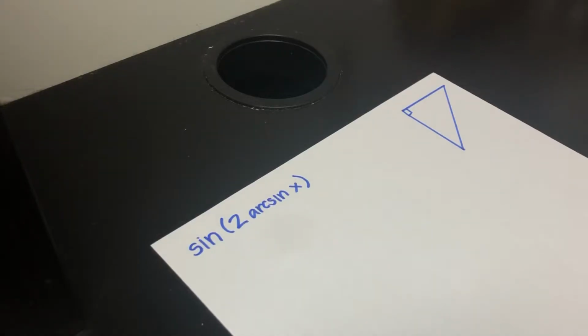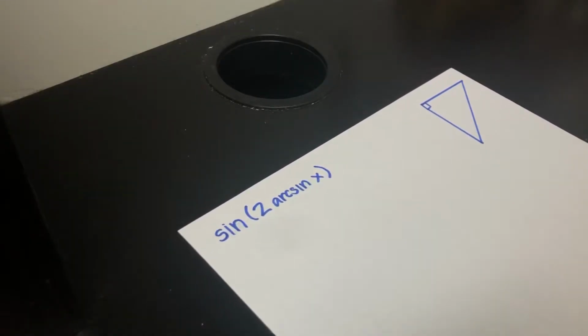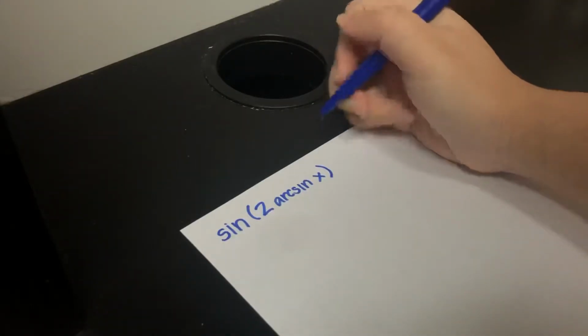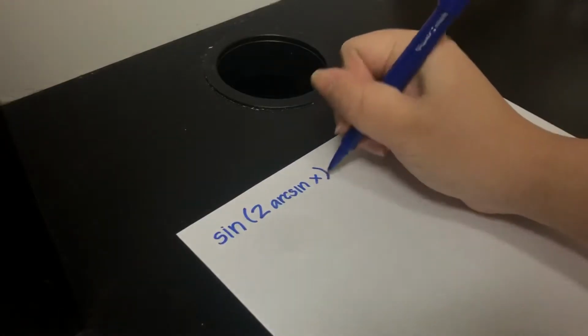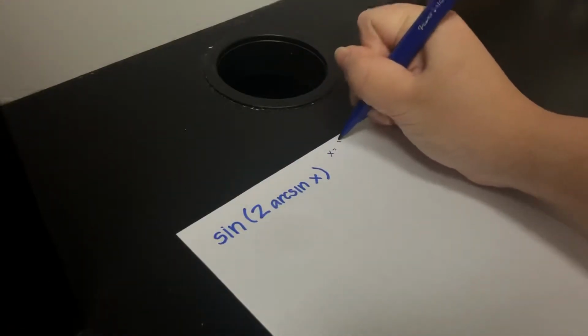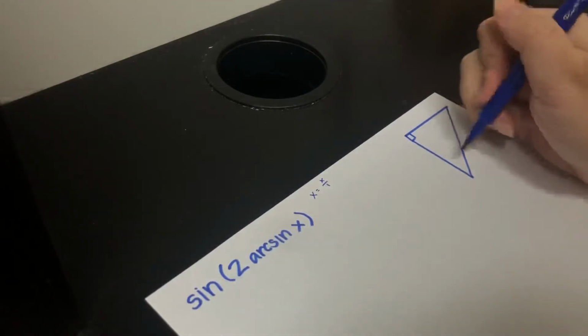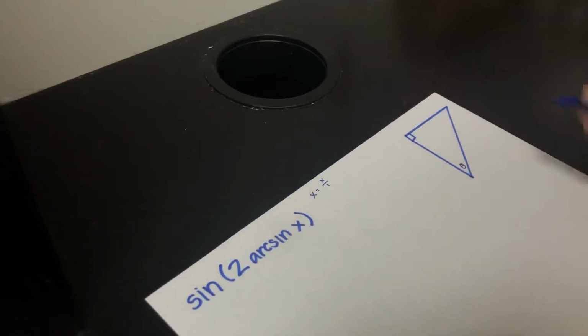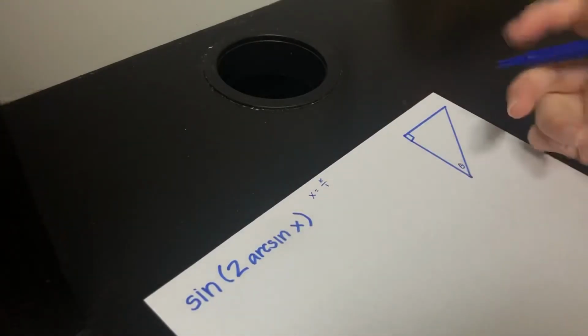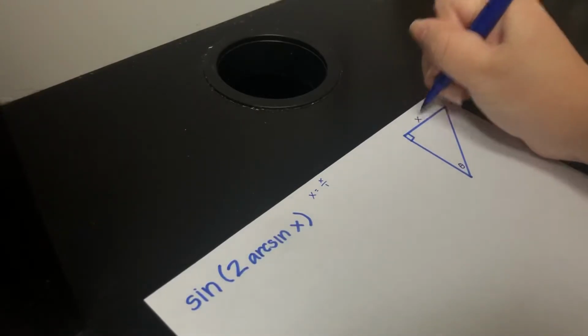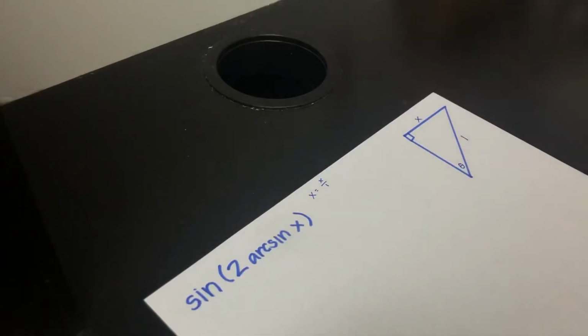So for today's problem, we'll be trying to solve the sine of 2 arcsine x. The first thing we're going to look at is the argument over here, which is x. Another way to start is that x is the same as x over 1. If we look at this triangle and assume that theta is over here, since the arcsine is opposite over hypotenuse, the opposite is equal to x, and the hypotenuse is equal to 1.